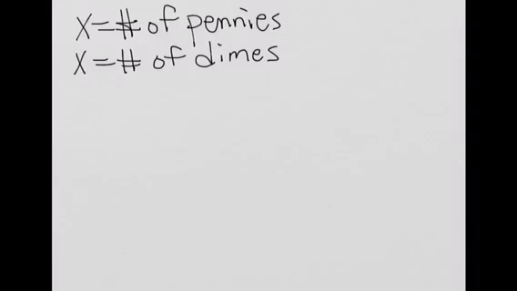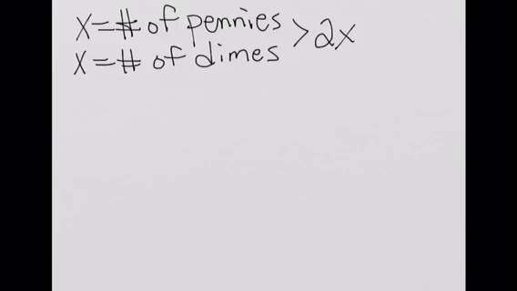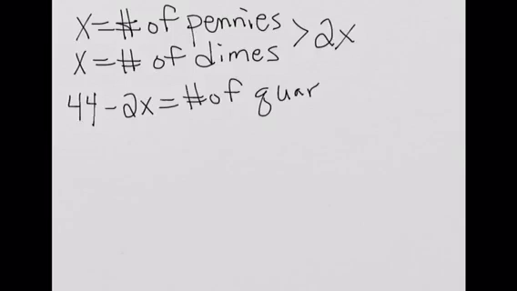Now if we add those two together, x plus x equals 2x. So what that tells me is that 2x represents all the pennies and all the dimes. If we take his total number of coins, which was 44, and subtract out all the pennies and all the dimes, we should be left with nothing but the number of quarters. Now we've set up our three variables for our three unknowns, and we can set up our equation to solve.